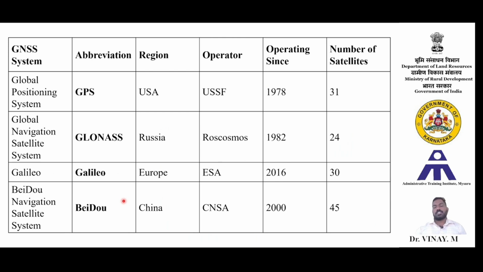If we look into the GNSS systems, different countries operate different systems. One of the early systems is the GPS, Global Positioning System, by the USA, which has been operating since 1978. Currently there are 31 satellites constellated in an orbit. Then there is GLONASS, the Global Navigation Satellite System by Russia, which contains 24 satellites to cover the entire world.